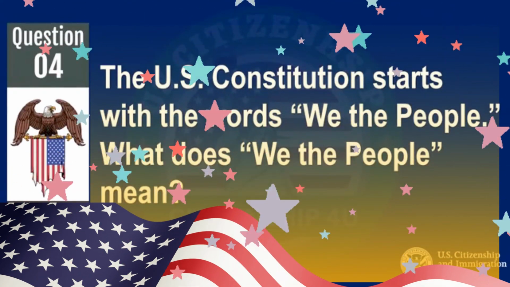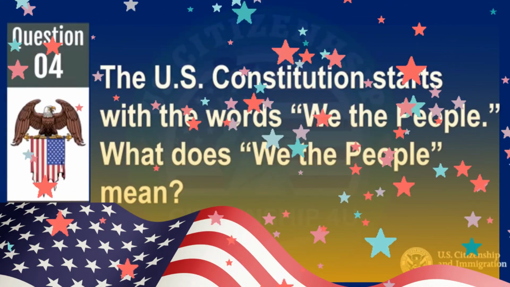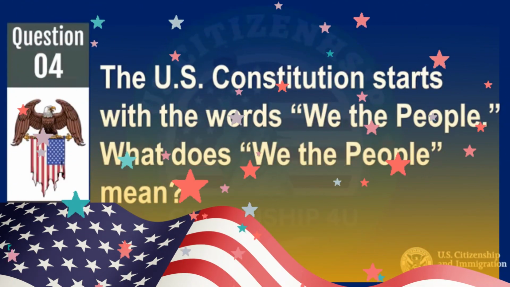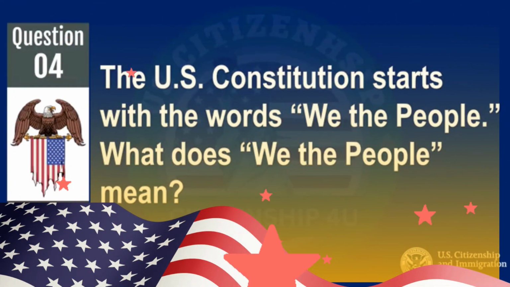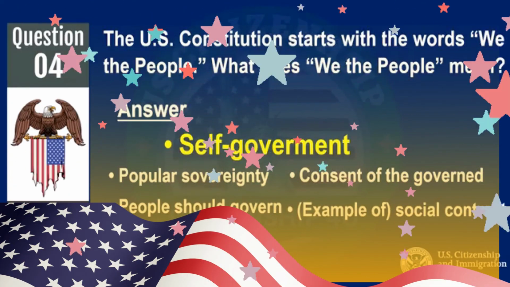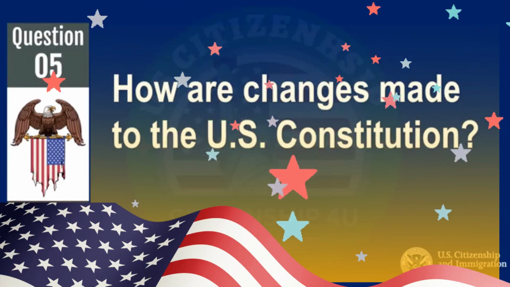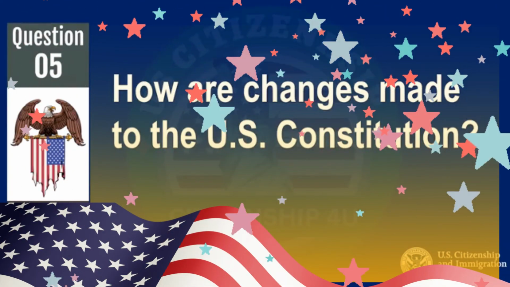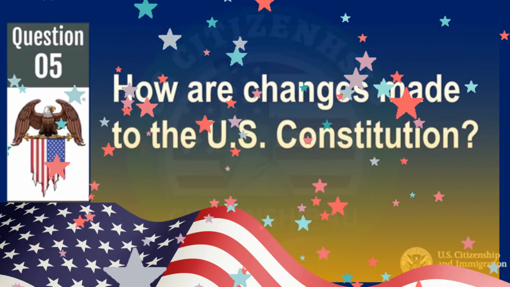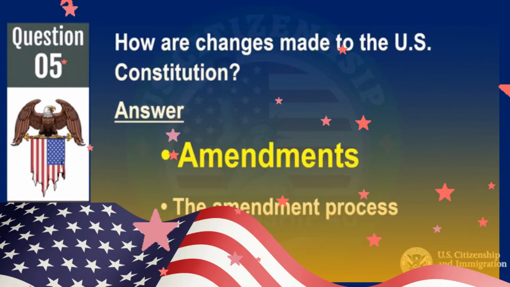The U.S. Constitution starts with the words, "We the people." What does "we the people" mean? Self-government. How are changes made to the U.S. Constitution? Amendments.